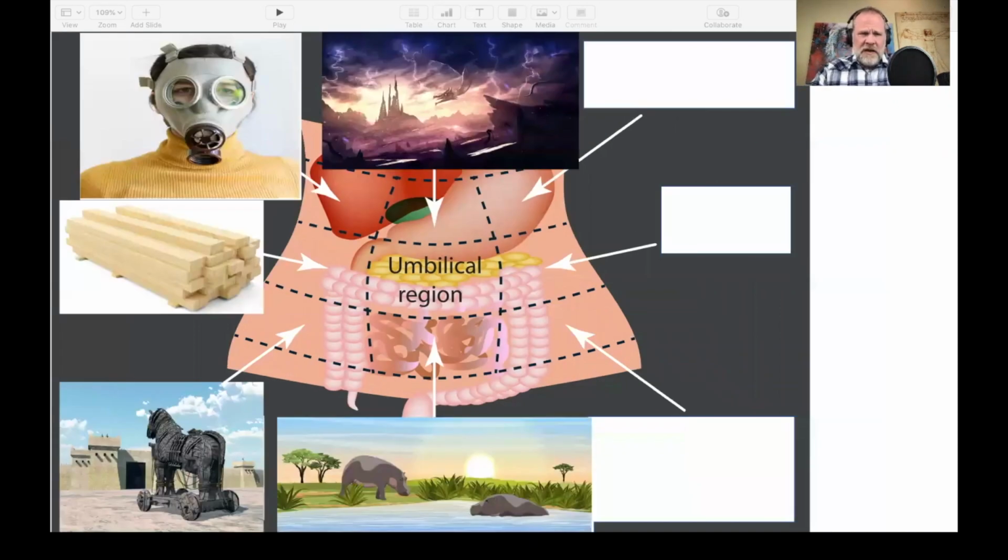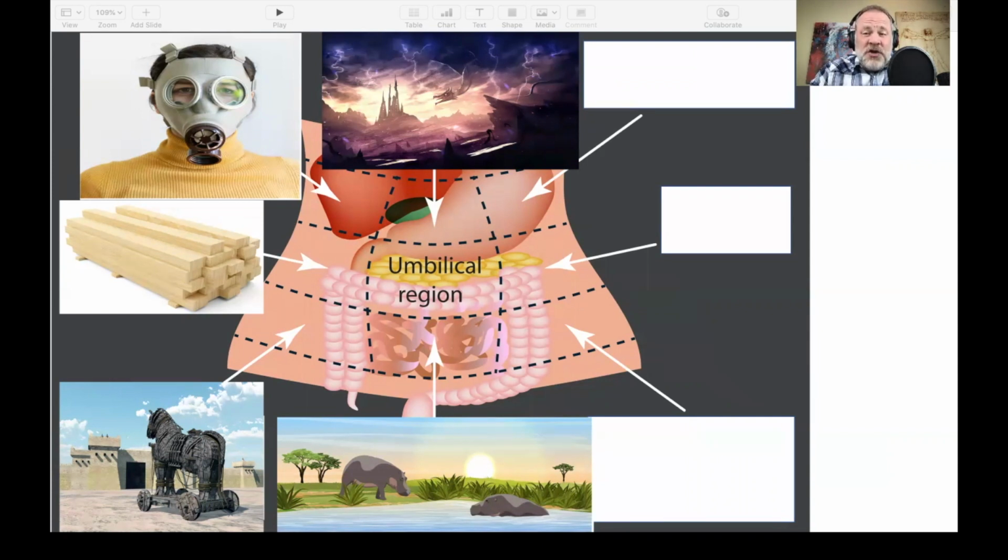What do we have over on the left? The hypochondriac, standing on lumbar. Hypochondriac region, lumbar region, iliac, Iliad, the city of Troy, Iliad region, iliac region. The epigastric region, epic, and the hypogastric region, hippo.